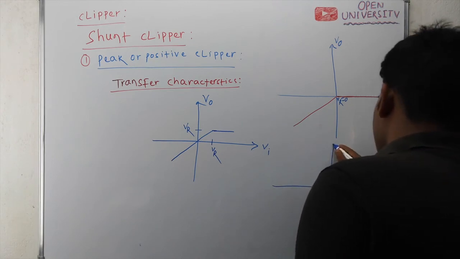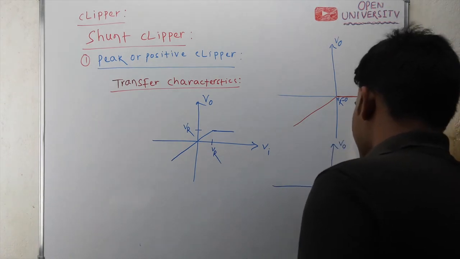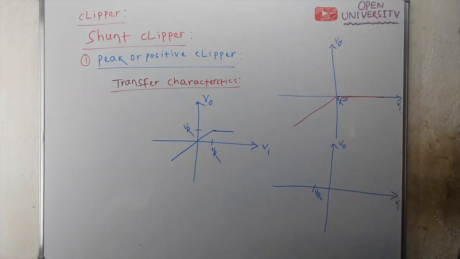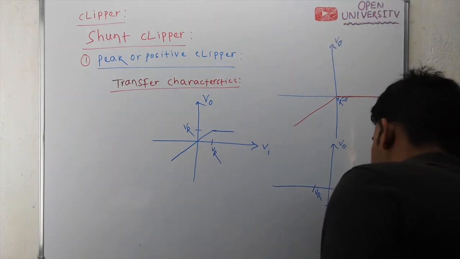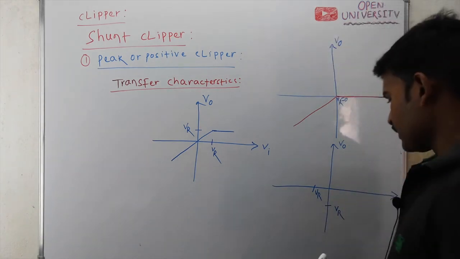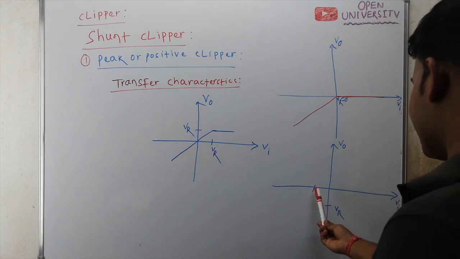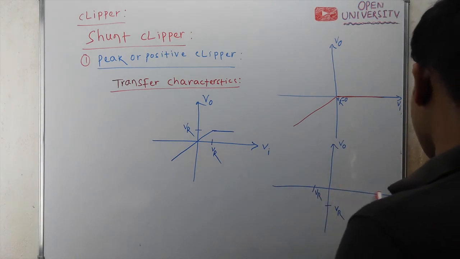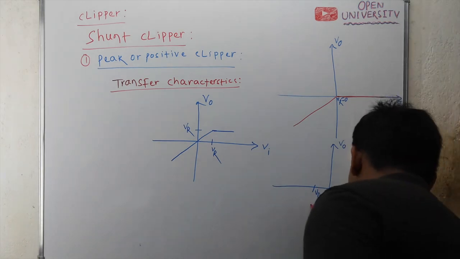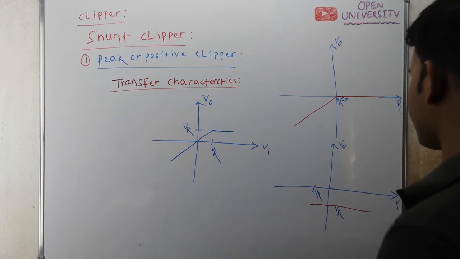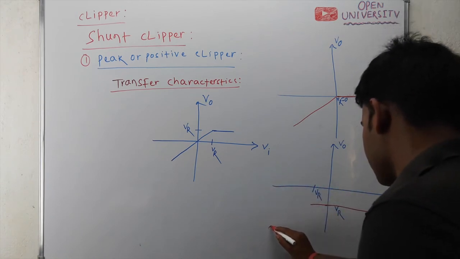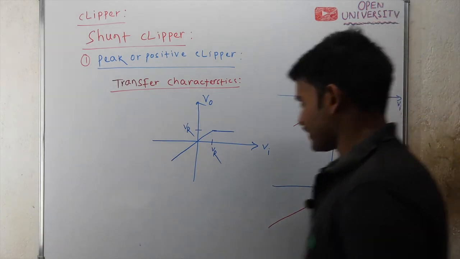Let's plot the transfer characteristics when VR is negative. This is your VR, and here VR is negative. When input voltage is greater than VR, V not equal to VR. What is VR? VR is negative, so it will be like this. And when input voltage is less than VR, V not equal to Vi. The characteristics will be like this.